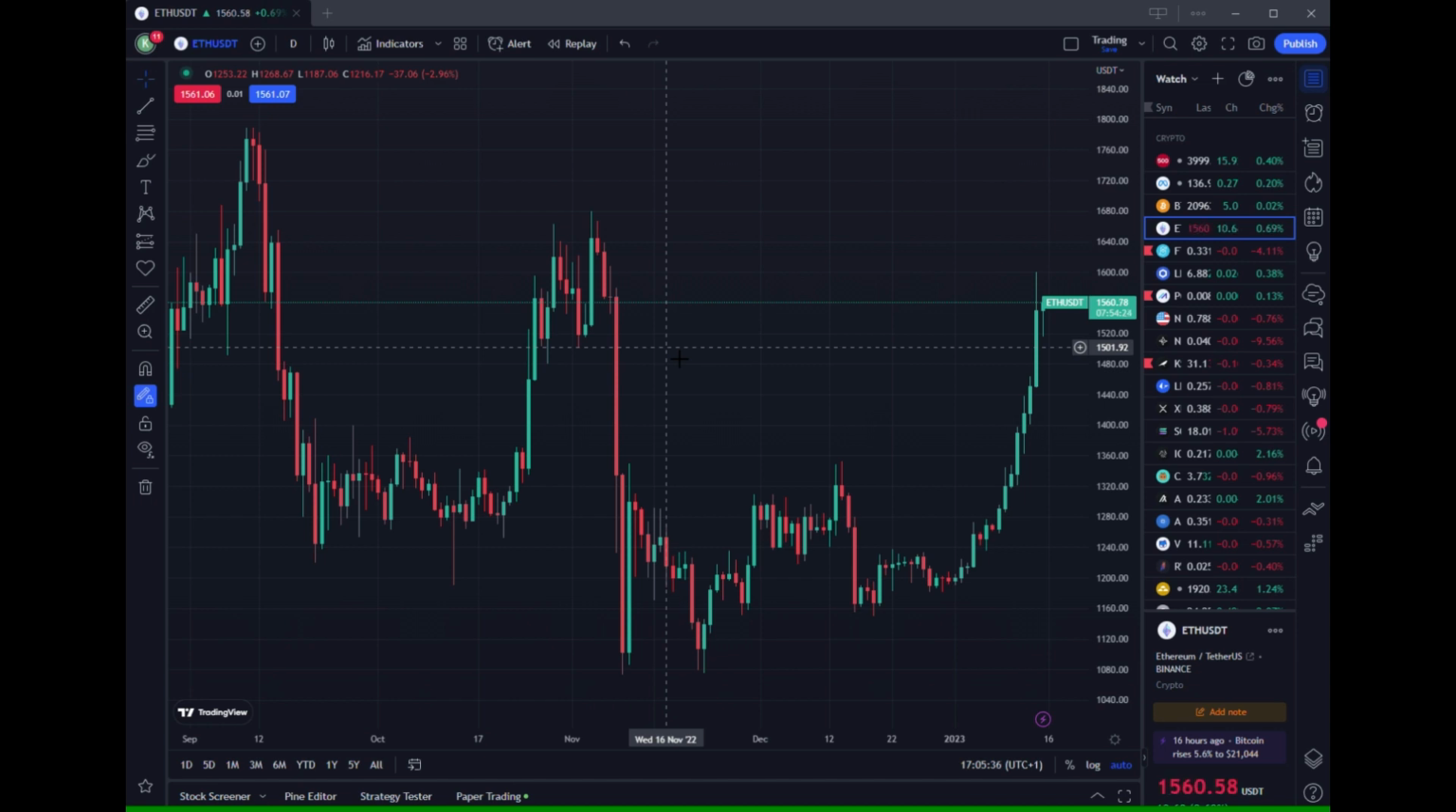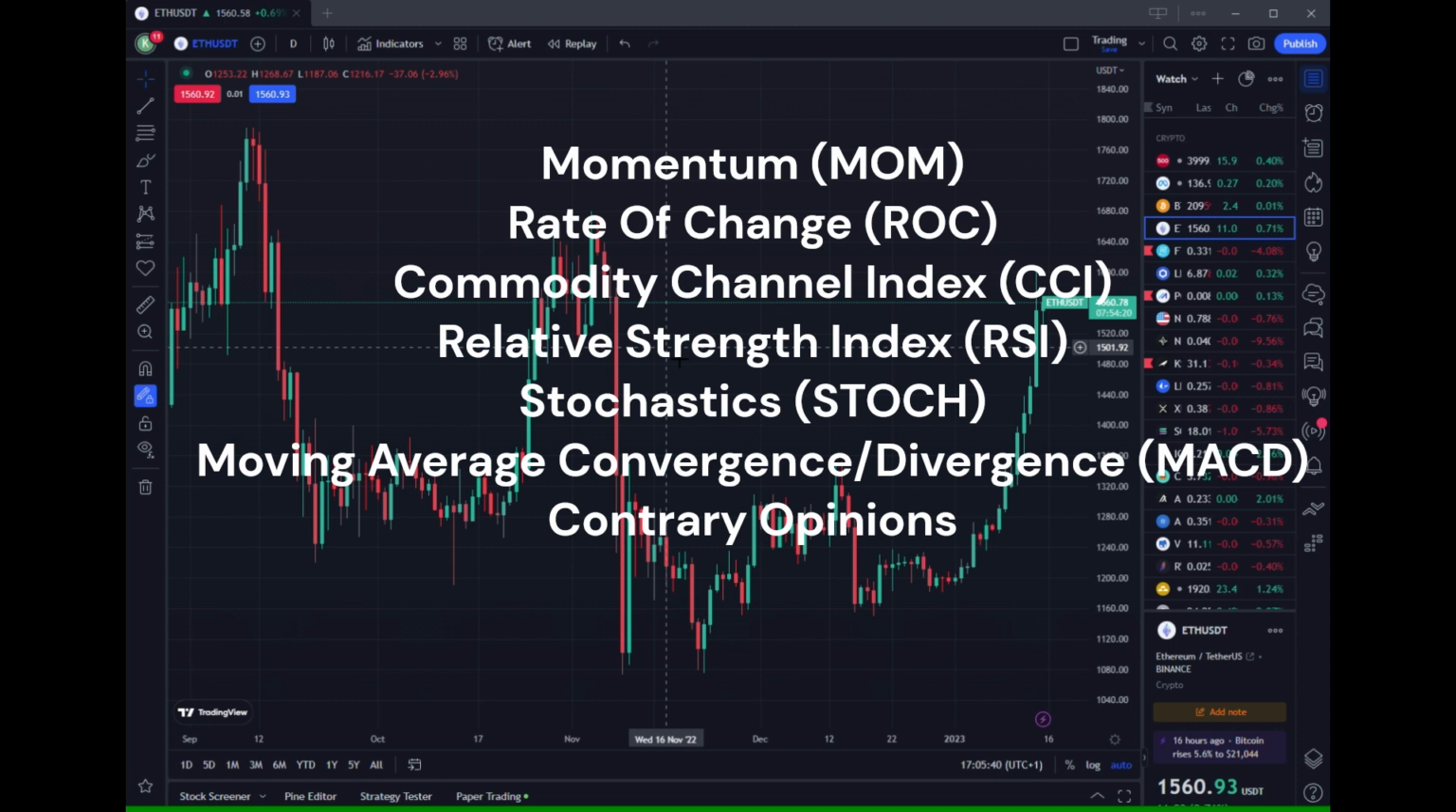And I'll talk about the momentum, the rate of change. There's also something where you just use two moving averages to indicate whether a price is good for a buy or good for a short. And I'm going to talk about the commodity channel index, the relative strength index, the stochastics.